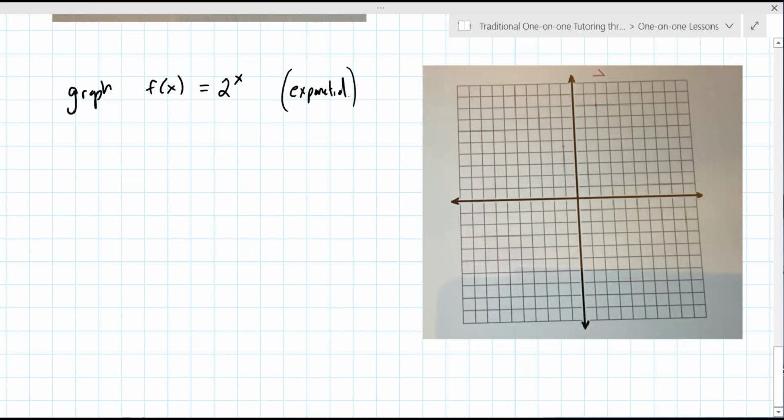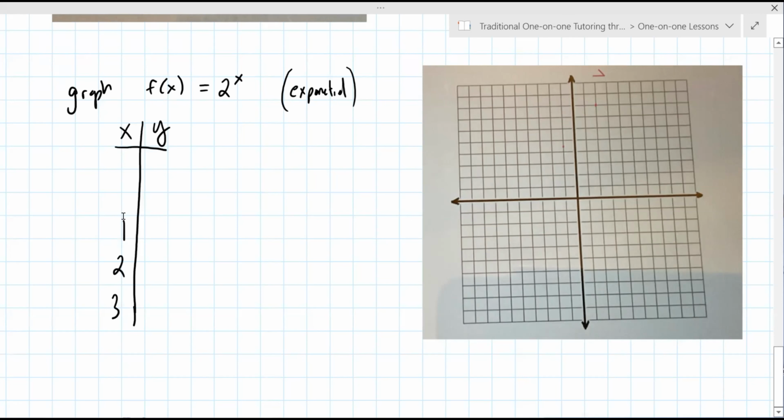Okay. I think the best way to make a graph is to use a table. And we'll do that here. So we're going to make a table where on the left, these are the x values. On the right, these will be the y values. We're going to start at 1, 2, and 3. We'll see if we need to go backwards here.